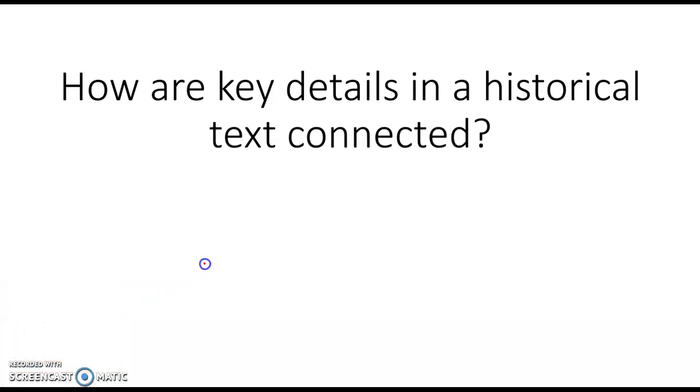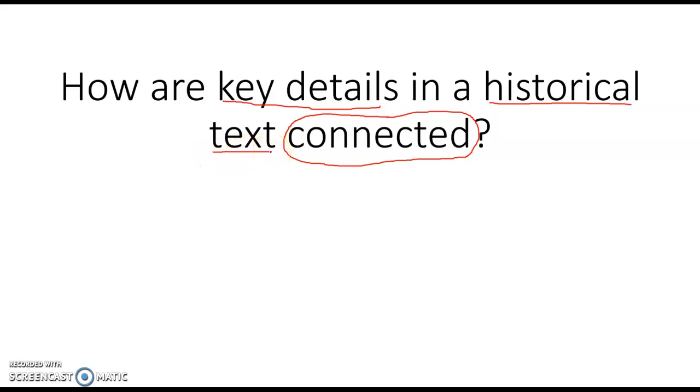Your lesson essential question is, how are key details in a historical text connected? So this week we're going to keep looking at connections in key details, but we're focusing on historical texts. Last week we talked about steps in a process.